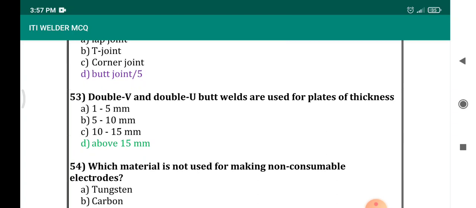Double V and W welds are used for a plate thickness above 15 mm. For single V, we can use up to 15 mm. Double V and W are used for a plate thickness of more than 15 mm.